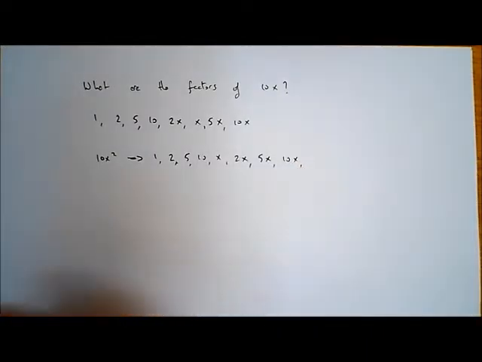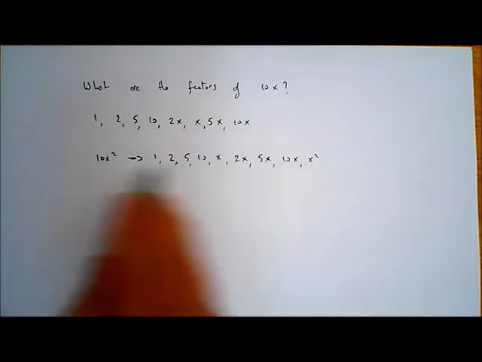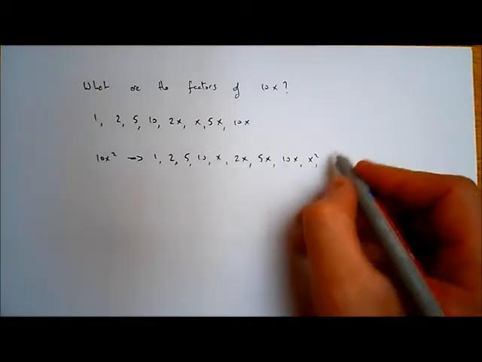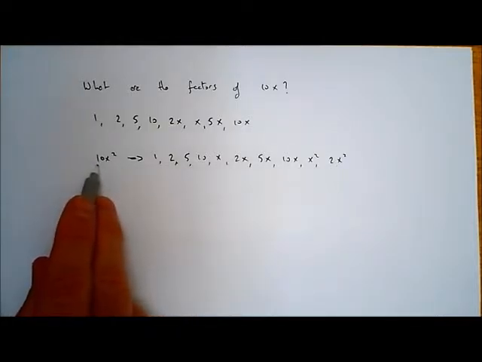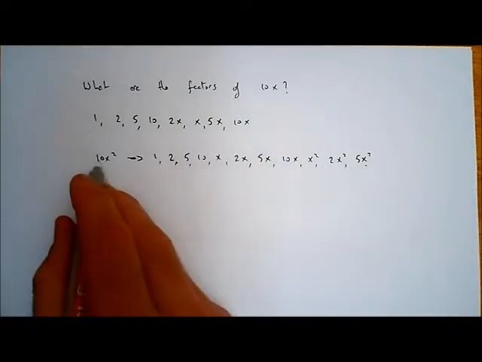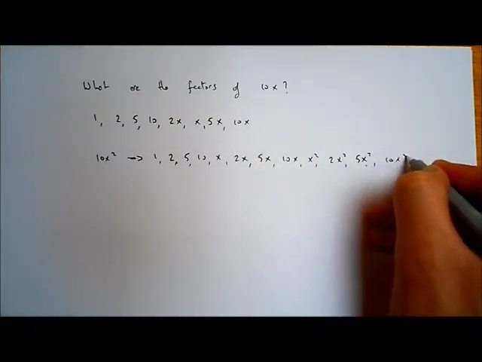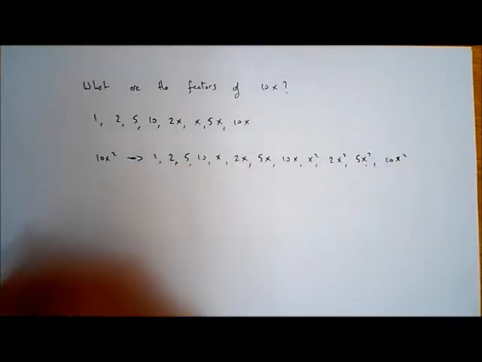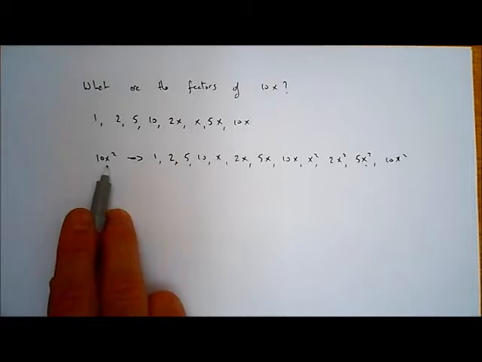10x is a factor. And then we can look at the squared factors, because x squared is a factor. x squared times 10 will give me 10x squared. 2x squared is a factor, because 2x squared times 5 will give me 10x squared. 5x squared is a factor, because 5x squared by 2 will give me 10x squared. And the last one, 10x squared is a factor, because 10x squared by 1 will give me 10x squared. So these are all of the factors of 10x squared.